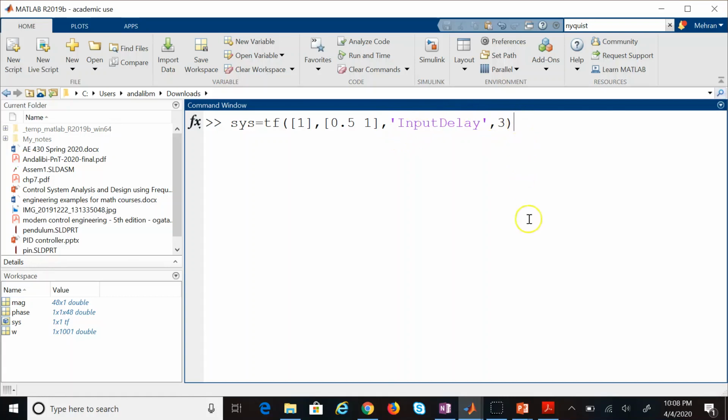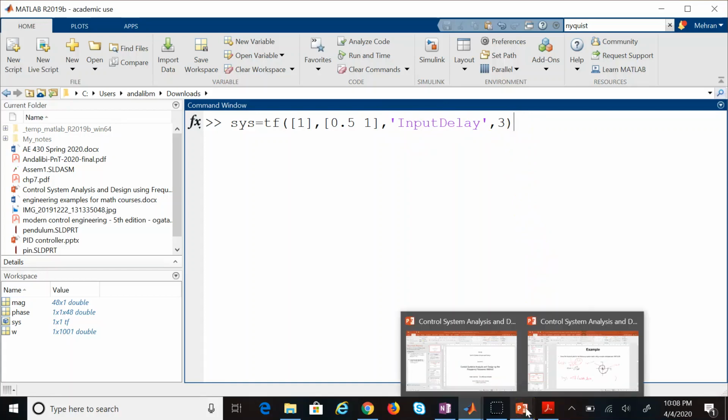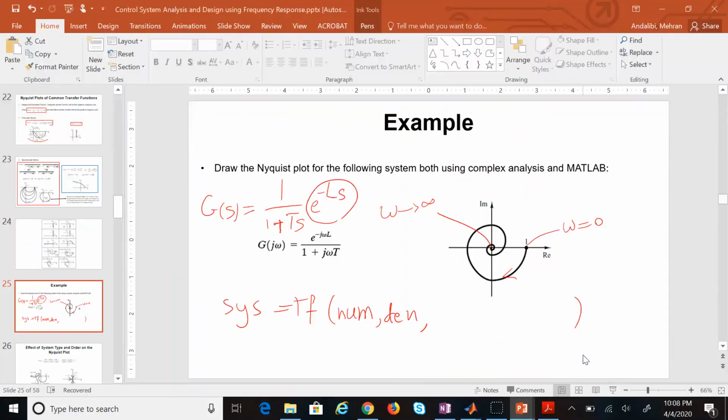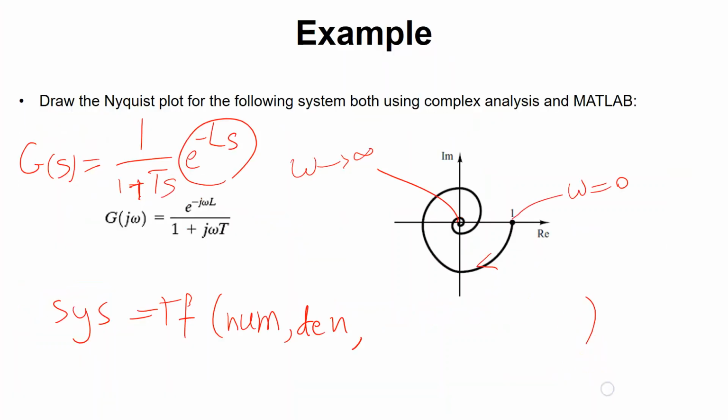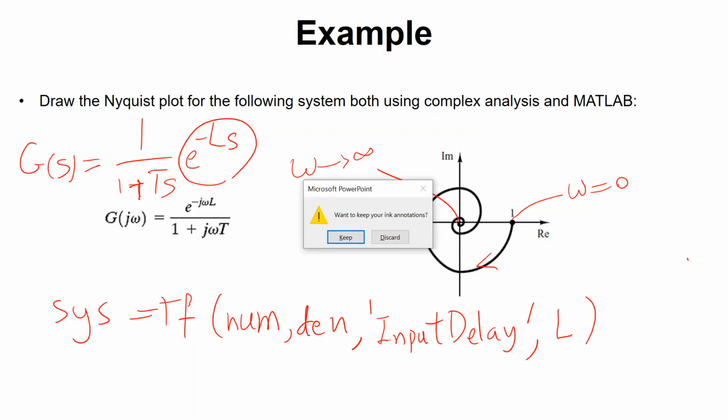You can use any number that you want, right? So don't forget that I have an option in MATLAB where you can specify input delay. So you have to say, yes, I want so many seconds of input delay, and here I use L seconds for input delay. This command will create a linear system with delay, and then yes, I can run the Nyquist, Bode, or any other command on it.